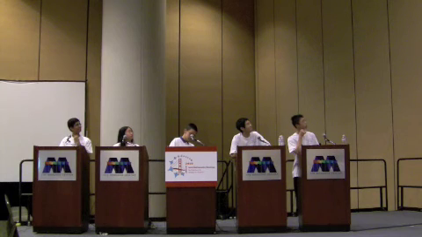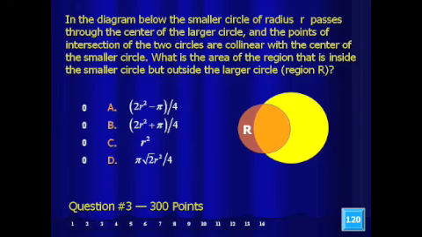All right, for 300 points. Question 3. In the diagram below, the smaller circle of radius lowercase r passes through the center of the larger circle, and the points of intersection of the two circles are collinear with the center of the smaller circle. What is the area of the region that is inside the smaller circle, but outside the larger circle?